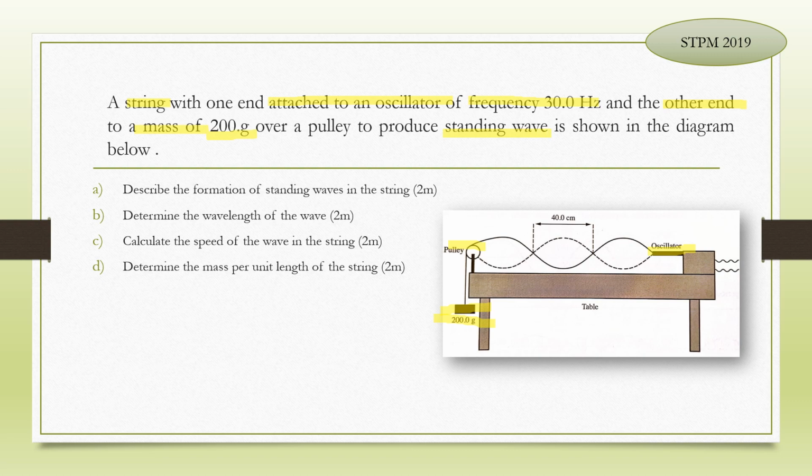Okay, so now they ask us to describe the formation of the standing wave, then they ask us to determine the wavelength, then they ask us to calculate the speed, and then they ask us to determine the mass per unit length of the string. So let's go and learn a little bit more about standing wave.